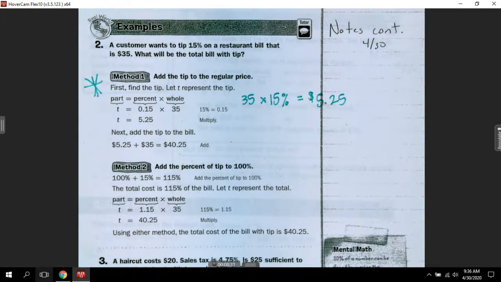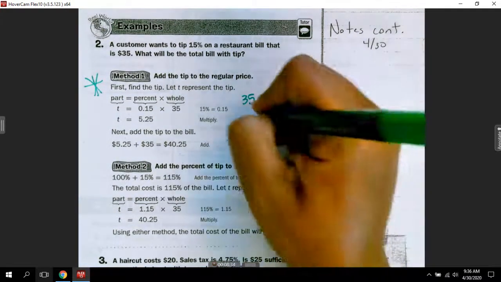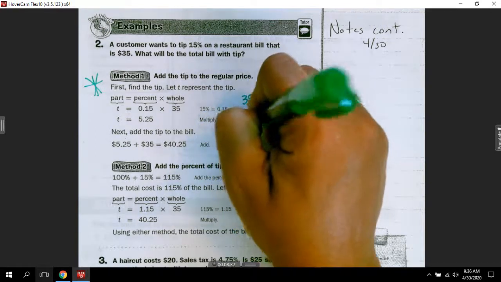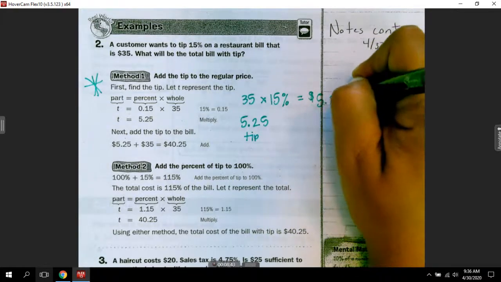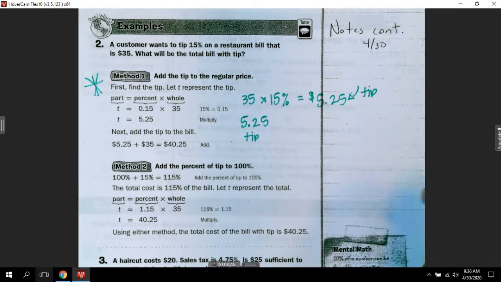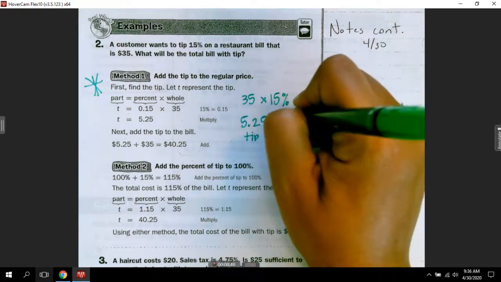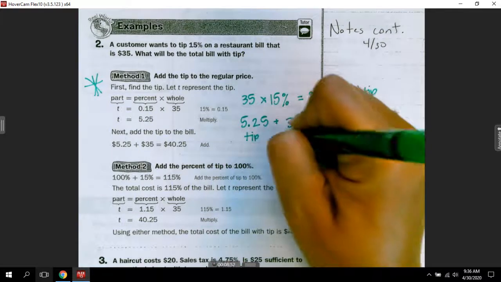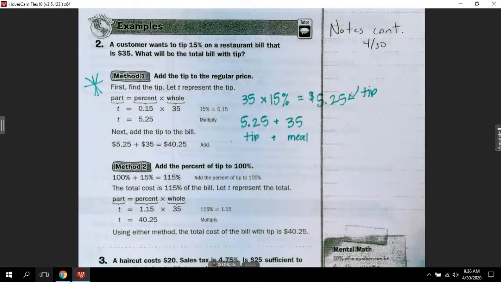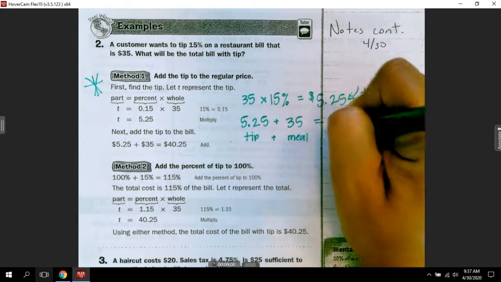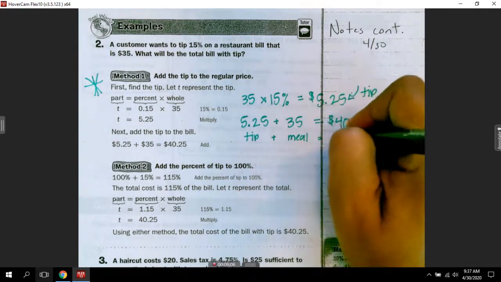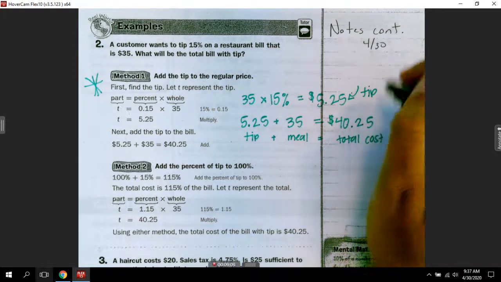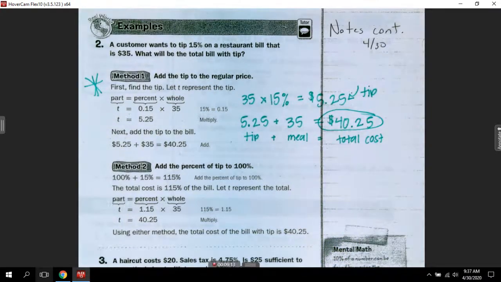Okay. So to find your total, the total cost is going to be $5.25, which remember that's the tip. Okay. So this right here is your tip. And then you're going to add that back to the original price. So however much your meal cost. Okay. So tip plus the meal. So that should be $40.25. Okay. That $40.25, that is your total cost right there. So that's how much you're leaving the restaurant paying.